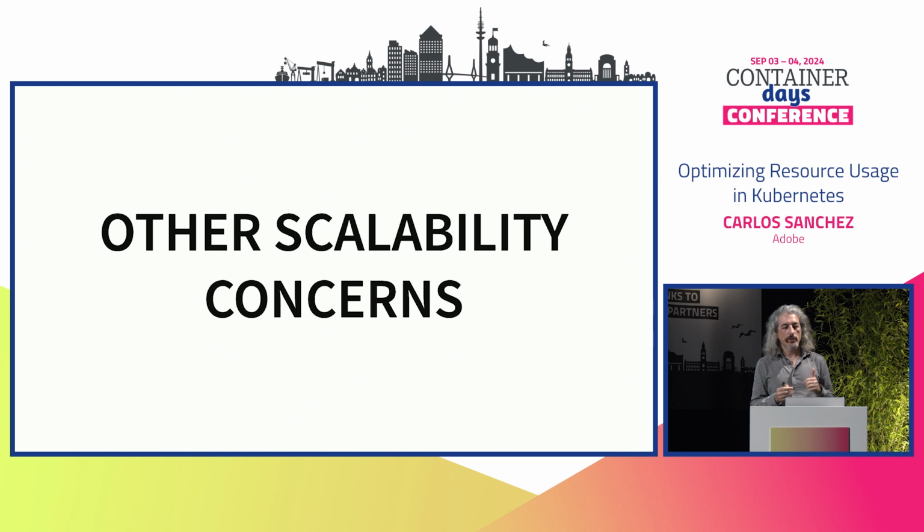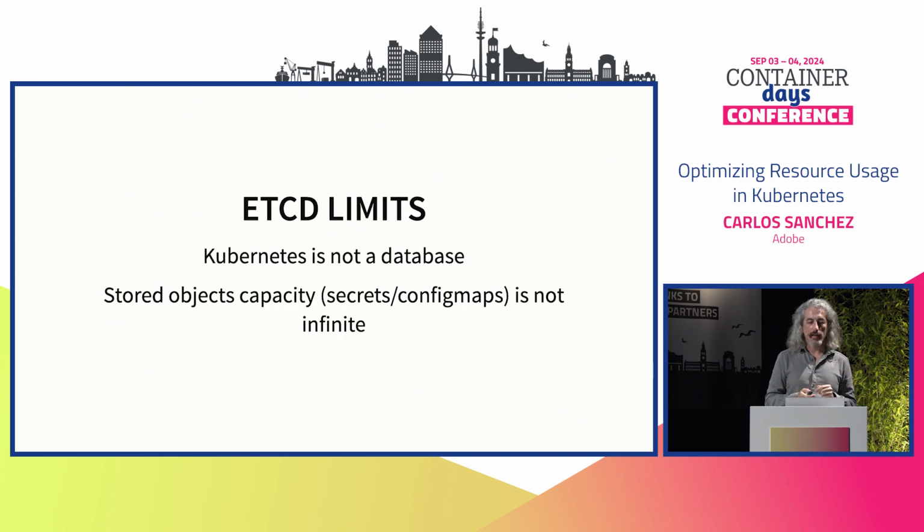Other scalability concerns. So this is all the basic CPU, memory, request, limits, things that everybody looks at. In our case, we also hit limits on etcd, right? Kubernetes is not a database, although a lot of people use it like that. So you don't have an infinite capacity of things to store. All the YAMLs you create end up stored in etcd, and the limit is around 8 gigs. And trust me, you can reach that limit, and things are not pretty.